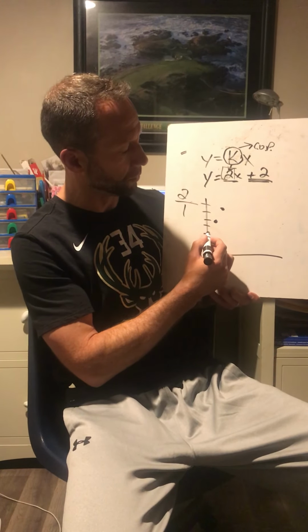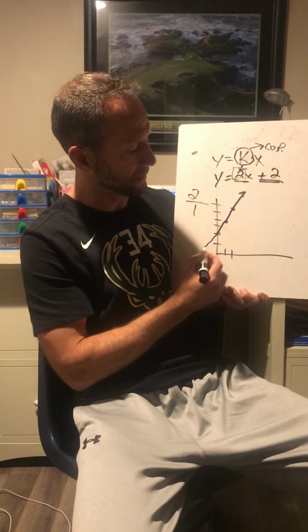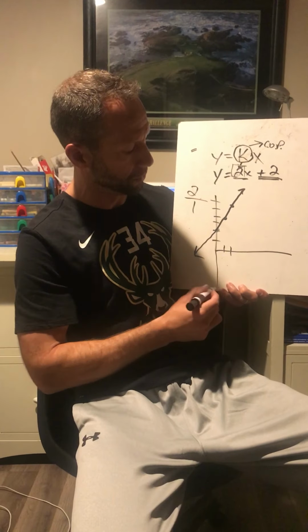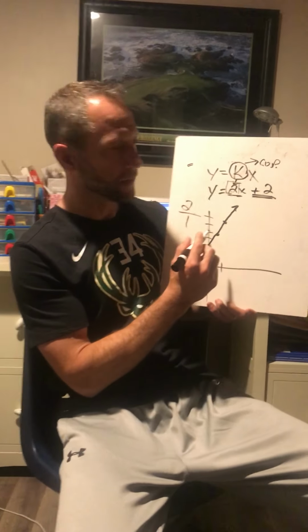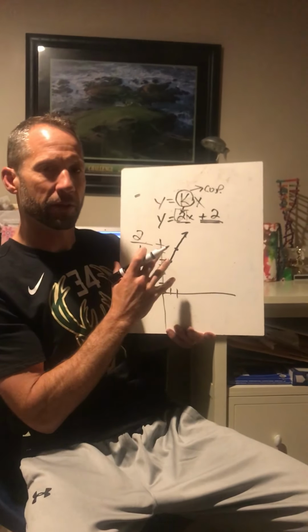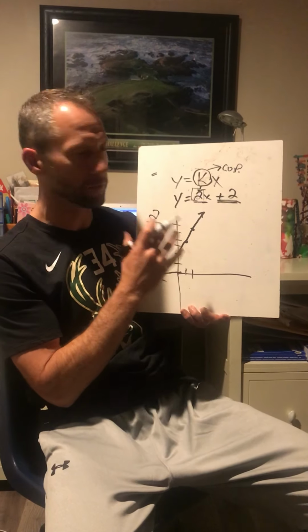And if I do this with a ruler and a straight edge, it should be nice and straight. And yes, it is a line. It does continue into other quadrants. So this is what I'm hoping was registering when you were going through the test. This is how I want your brain to be thinking algebraically.